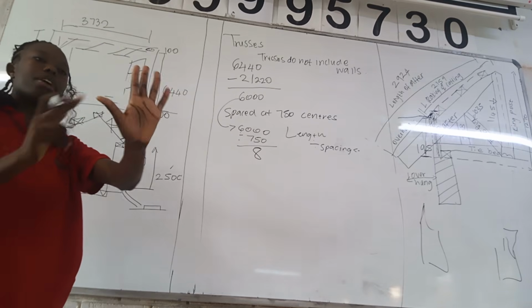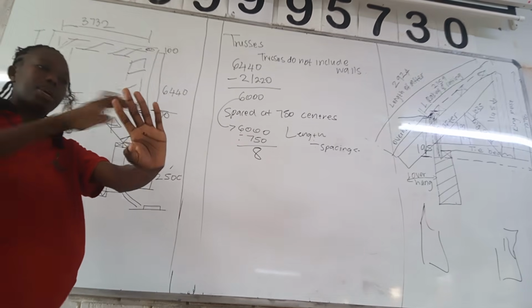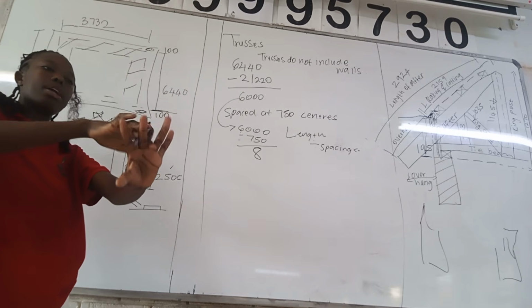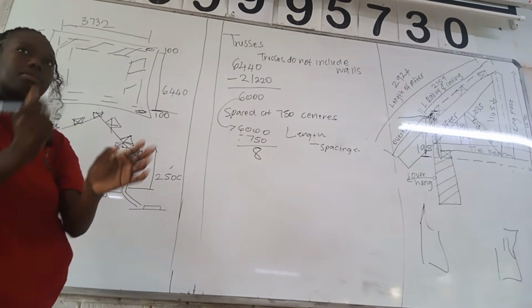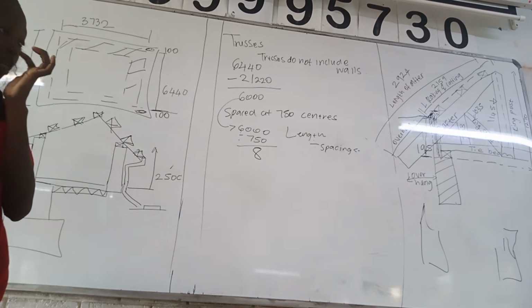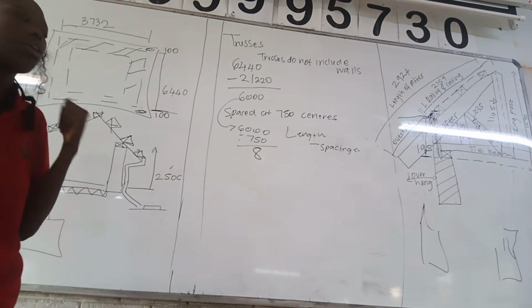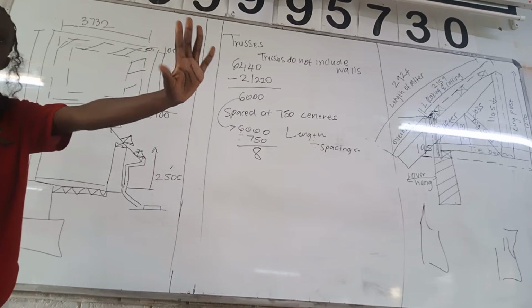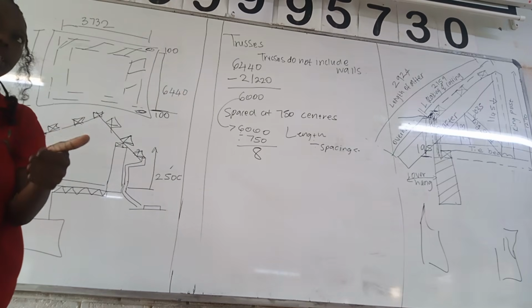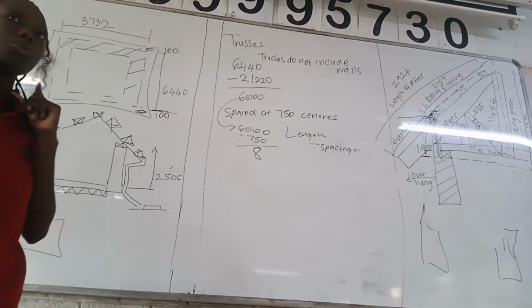1, 2, 3, 4, 5. 5 fingers again, but spaces 1, 2, 3, 4, 5, 6. I have 6 spacings again. Also for the trusses, if your trusses are 5, you need to add 1 for spacings. As you can see, I have 5 fingers, but I have 6 spacings again. So if you have 5 trusses, you need to add 1.